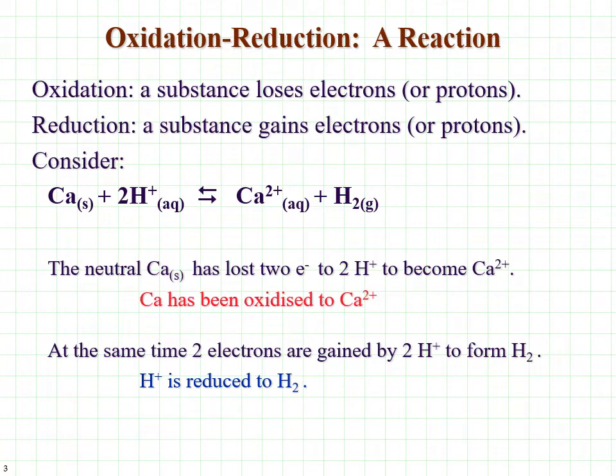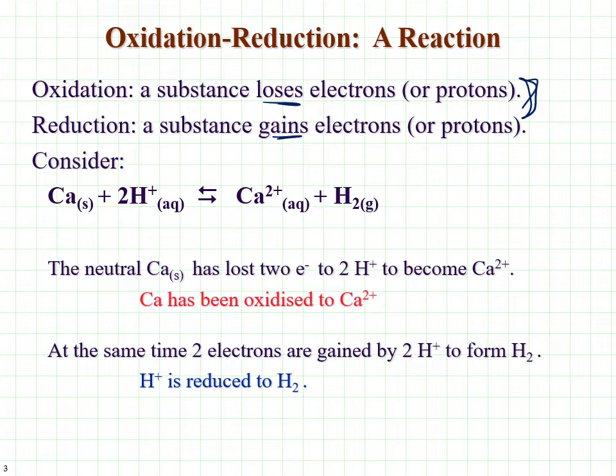So let's define oxidation and reduction. Oxidation is when a substance loses electrons. Reduction is when a substance gains electrons or protons. Sometimes, especially in chemistry and biochemistry, we talk a lot about moving electrons and also moving protons. So losing electrons or protons is oxidation, gaining electrons or protons is reduction.